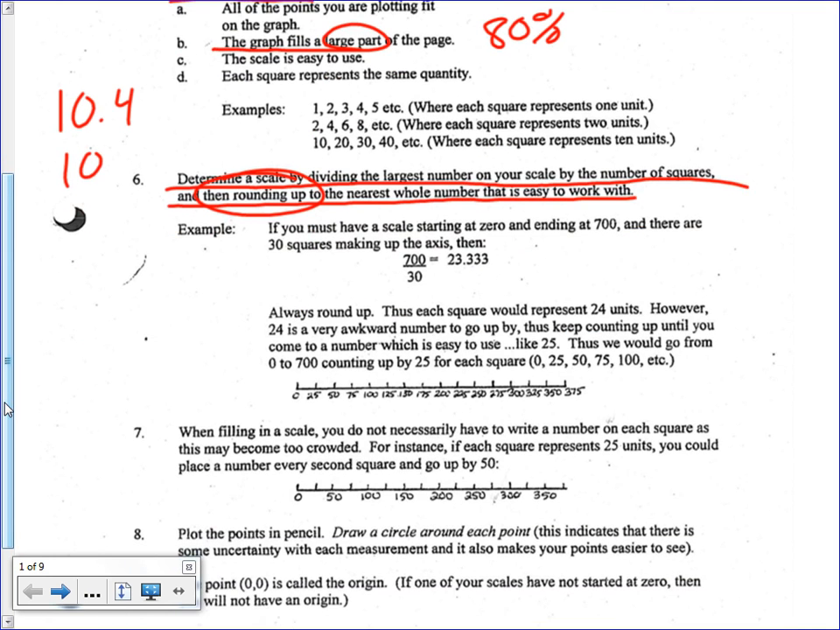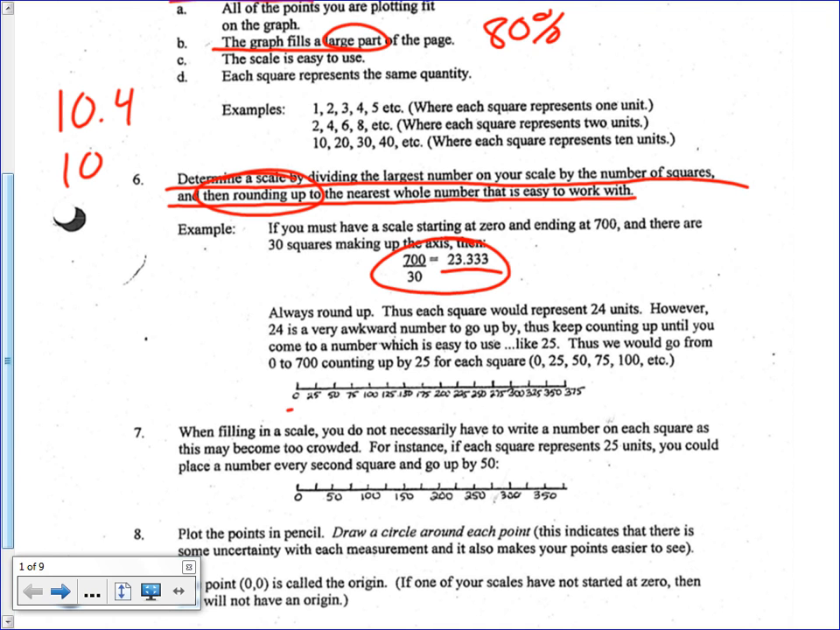So they just have an example here. If your biggest number was 700 and you had 30 lines to fit it on, 700 over 30 is 23.33333. A convenient number to round up to would be 25. Easy to keep. It's 25, 50, 75, 100. It's easy to count by, and it's quick. So that's kind of what you would do, and that's what they've shown here.